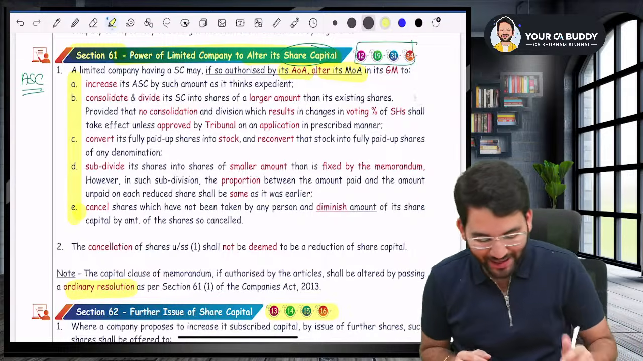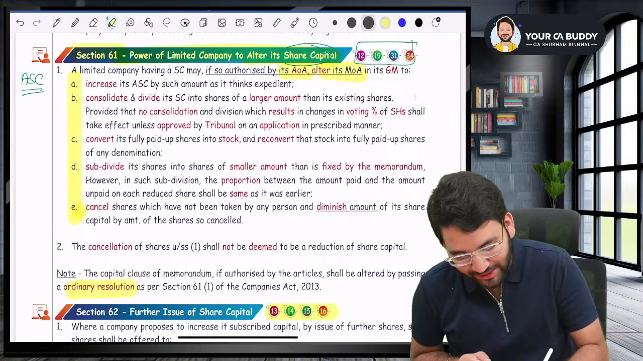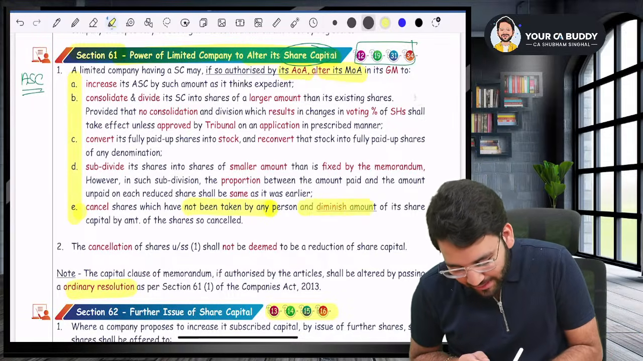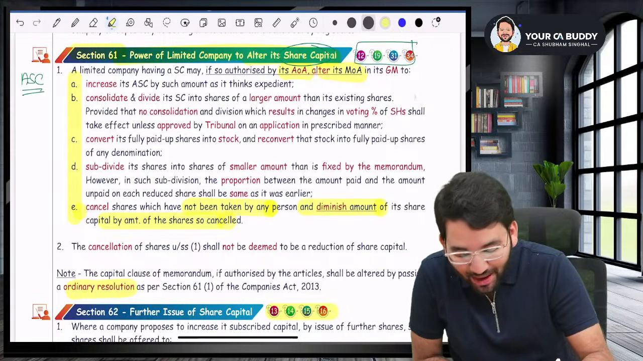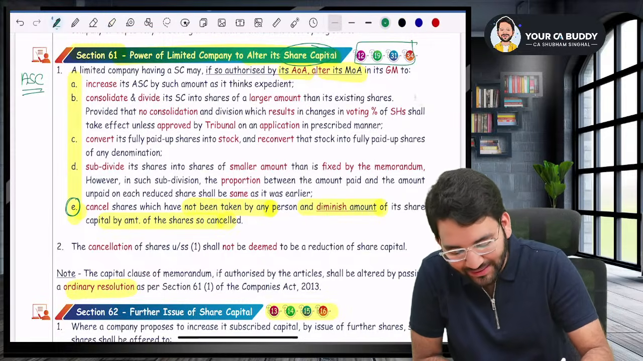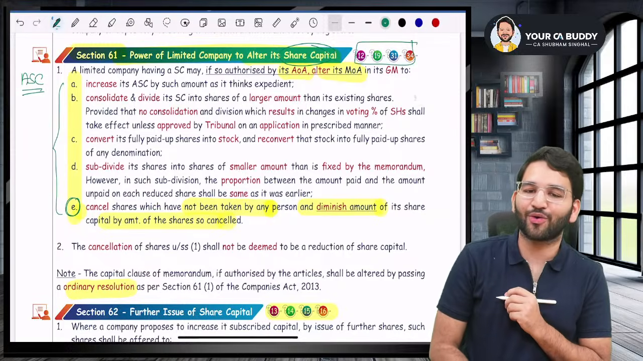Cancel any paid up share capital. Cancel any shares which have not been taken up, and diminish the amount of share capital by the shares so cancelled. So these are the five things that I wanted to talk about.